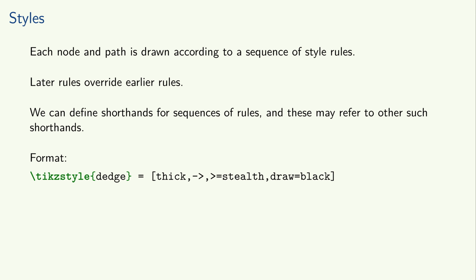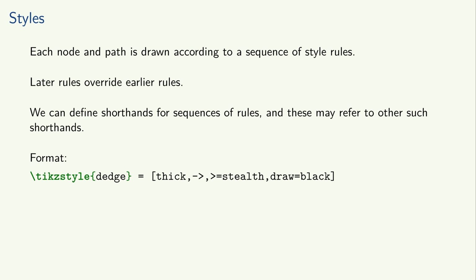Those styles I talked about, each node and each path is drawn according to a sequence of style rules. And it's a sequence, it's not a set. Or it's probably a set at the end of the day, but choose to look at it as a sequence. That makes everything easier. Later rules override earlier rules. So we can have conflicting rules in the sequence, but the later rules will override the earlier ones.